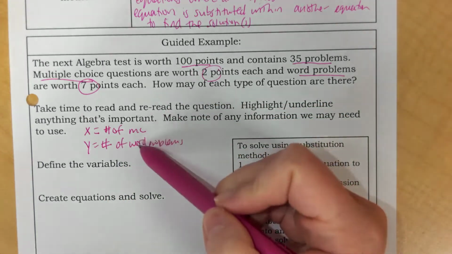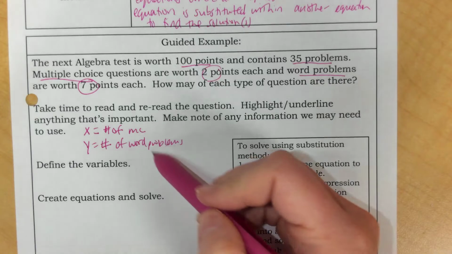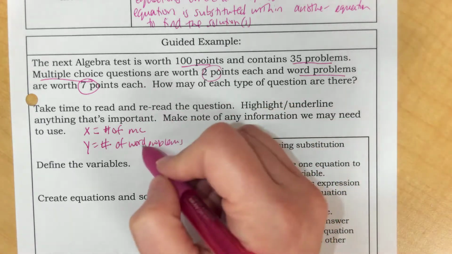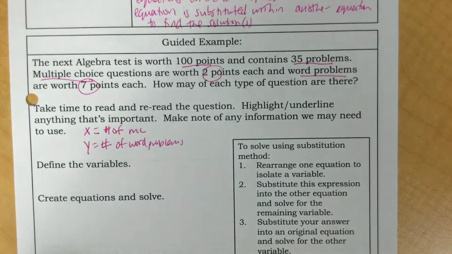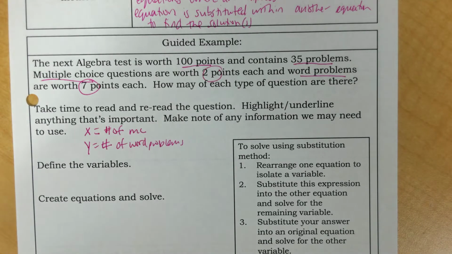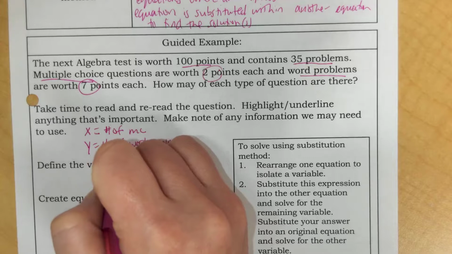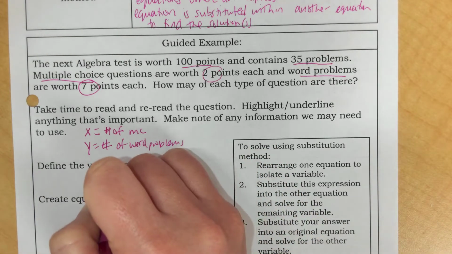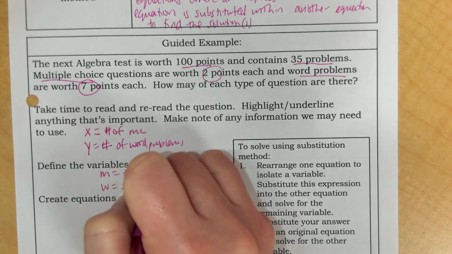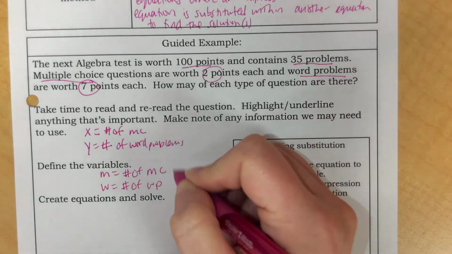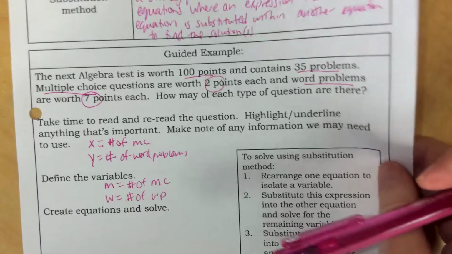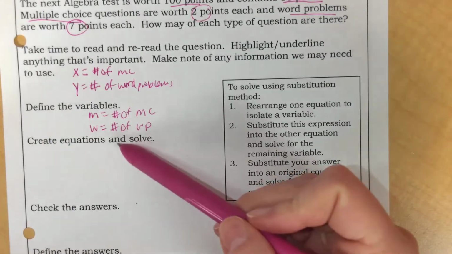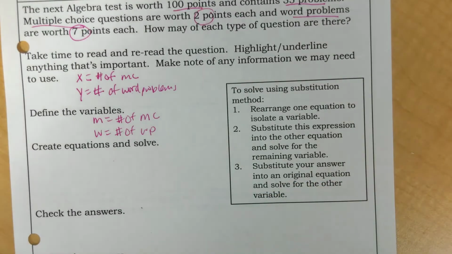So I'm going to call those x and y as my unknowns, and that's actually moving into defining the variables. The x is going to be the number of multiple choice questions, and the y is going to represent the number of word problems. You could use any variable that you wanted to use. We could use m to represent the number of multiple choice questions, and we can use w to represent the number of word problems. That's perfectly fine. And in fact, we'll just do that for this example so that you can see it doesn't really matter the variables that we use. Now, we need to create equations and then solve those equations.